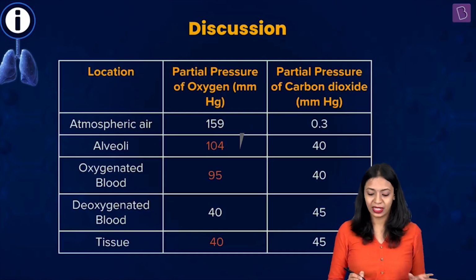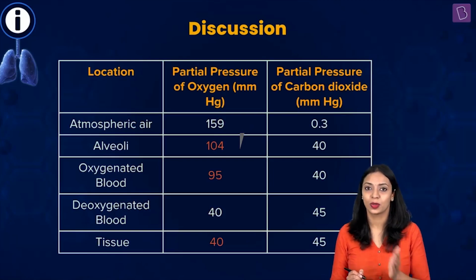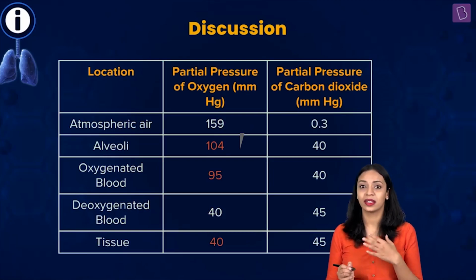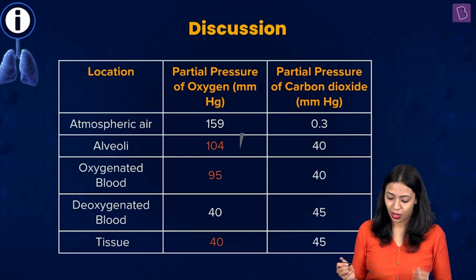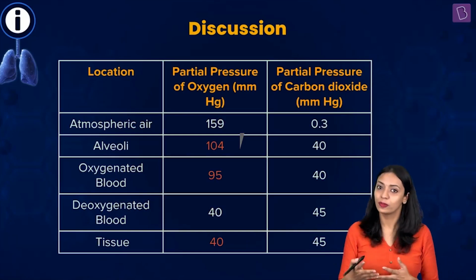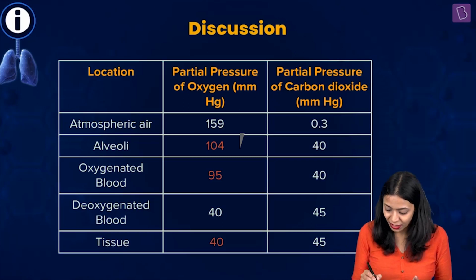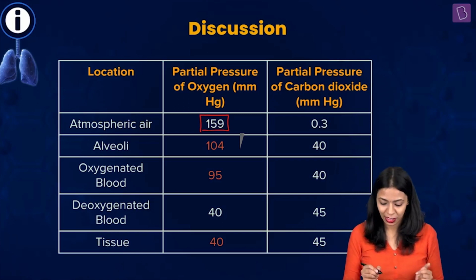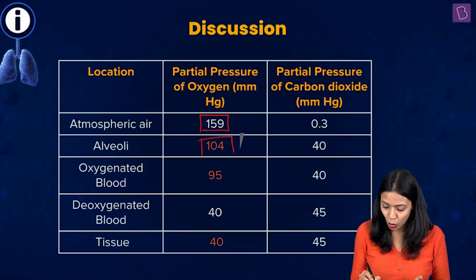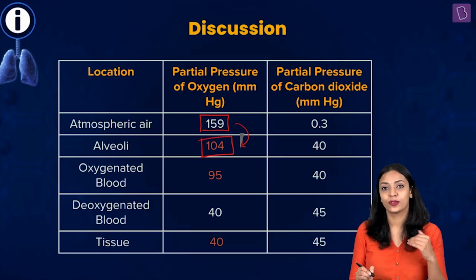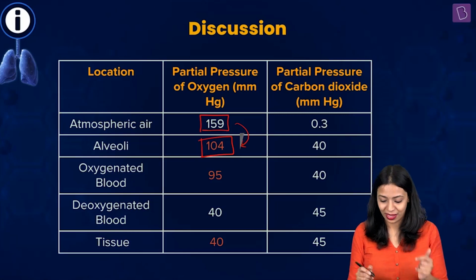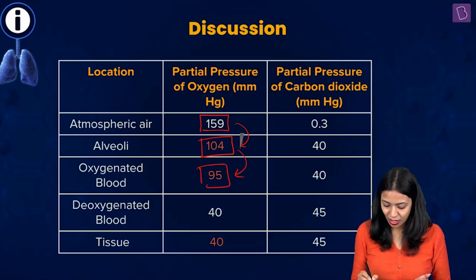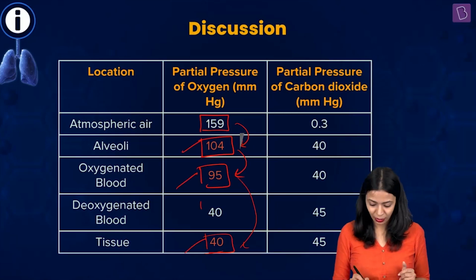Now here's a very simple table that gives the values of partial pressure of oxygen and carbon dioxide in different components. This question is about oxygen, so I will focus on oxygen. Atmospheric air has 159 millimeters of mercury, the partial pressure of oxygen in the atmosphere. So it is more compared to the alveoli. There is movement of oxygen from atmosphere to the alveoli, then to blood, from the blood to the tissues. These values were what was asked in the table.